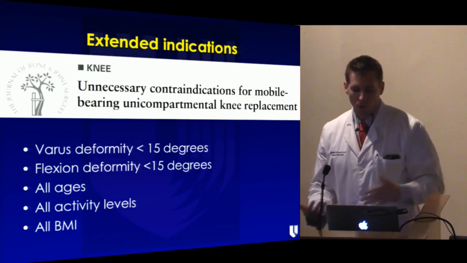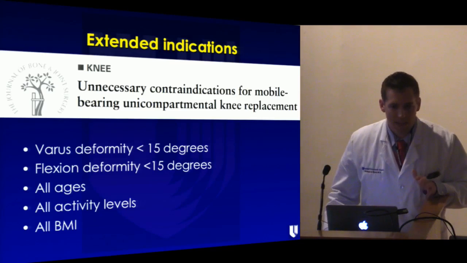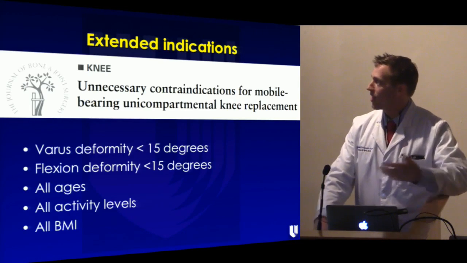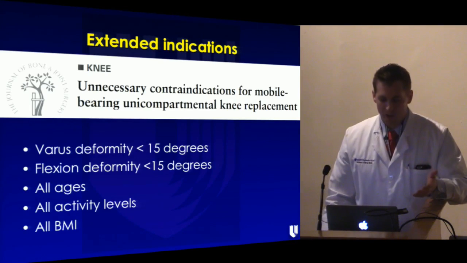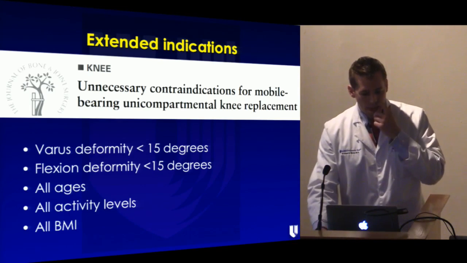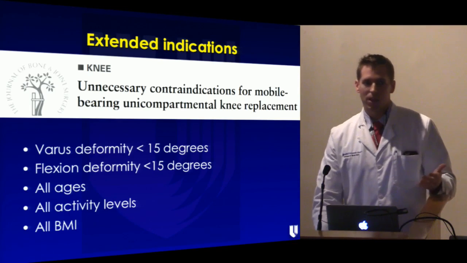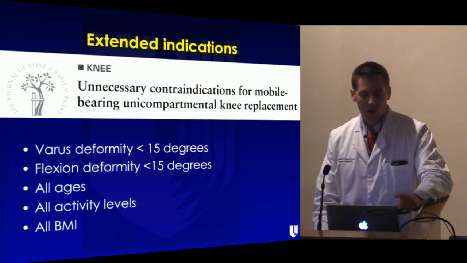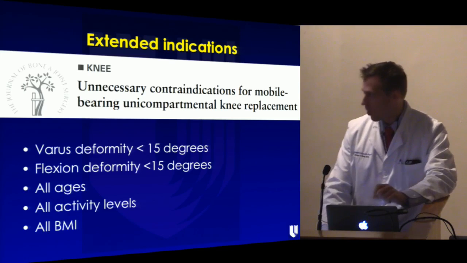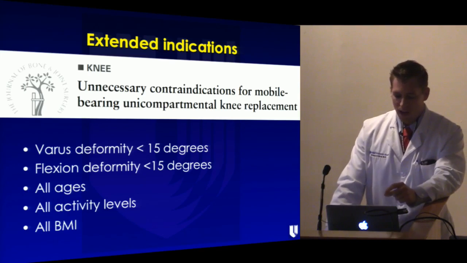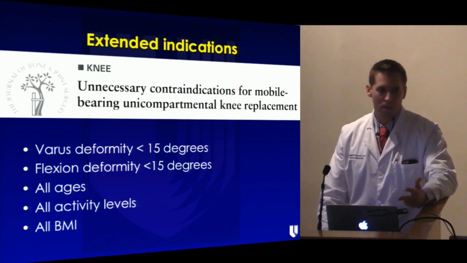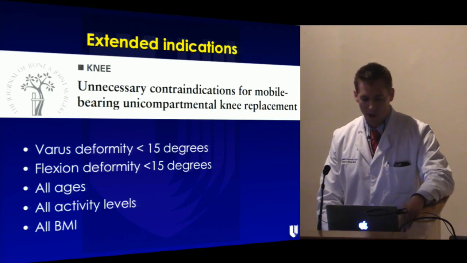And then you come forward to about 2011 when Pandit did his study here entitled Unnecessary Contraindications for Mobile Bearing Unicompartmental Knee Replacement. And he demonstrated equal or better outcomes in 1,000 of his patients who did not meet the Cozen criteria in at least one of their metrics. And so they basically concluded that it's a good surgery for all ages, all activity levels, and all BMI. So quite different from what Cozen said.